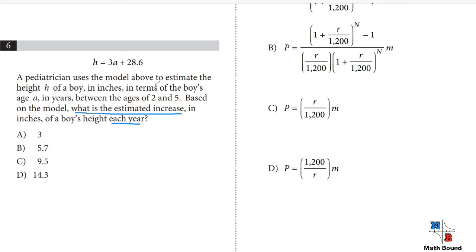A pediatrician uses the model above to estimate the height of a boy in inches in terms of the boy's age, A, in years between the ages 2 to 5. So A represents the number of years. 3 is your slope. If you remember, a linear equation looks like y equals mx plus b, where m is your slope and b is your y-intercept, your starting point. Great. So since we're looking for the rate, what we're looking for is this slope, this m. In this case, it's just 3. Just by looking at the equation, we can figure out what that is.